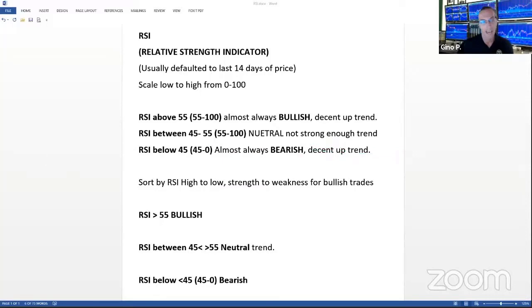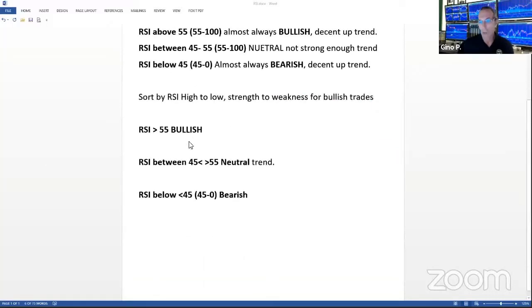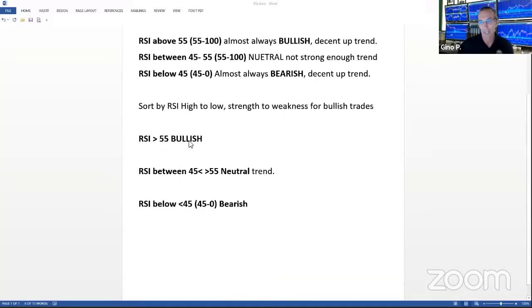So here's the hack, guys. When you sort your list to make life easier and save you a ton of time looking at charts, use an RSI. There's a lot of things you can use. Some people use PE, some people use moving averages and sort by that, or industries. It's so much easier if you know what your goal is to use RSI. So again, RSI above 55 bullish, between 45 and 55 neutral, below 45 bearish.